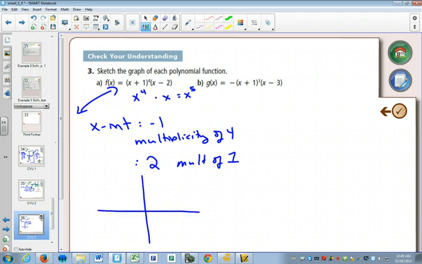So when we look at our graph, the points that we can start with are our x-intercepts. We know there's going to be one at -1. We know that there's going to be one at 2. If we plug in 0 for x, we're going to get 1 to the power 4 times -2, and that's going to be -2. So you know that you're going to have a y-intercept at -2.